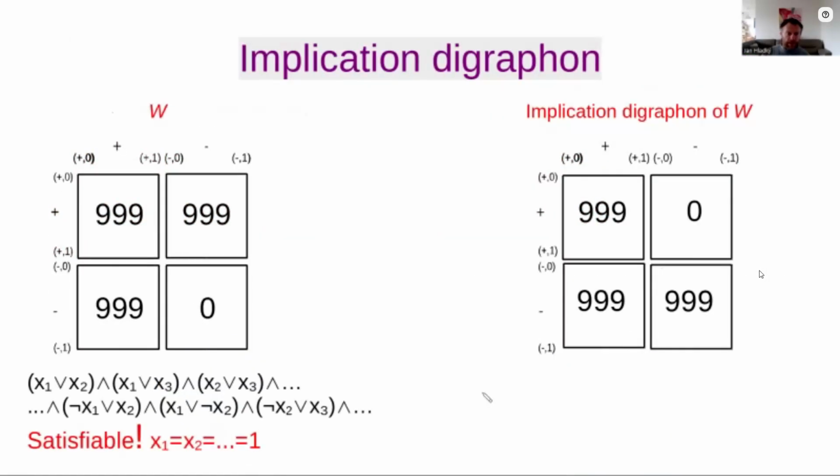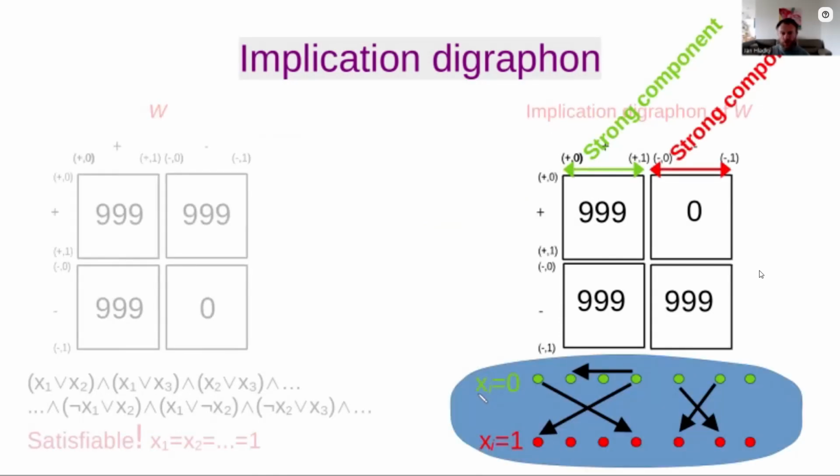So now let's look at what's happening here. If I apply this notion to the implication digraphon we just created, we see that the digraphon itself is not strongly connected. It has these two strong components, which I depicted in this picture with green and red. One way to see that it is not really one strong component is that if it were one, you would need to find at least one arrow from the red component into the green.